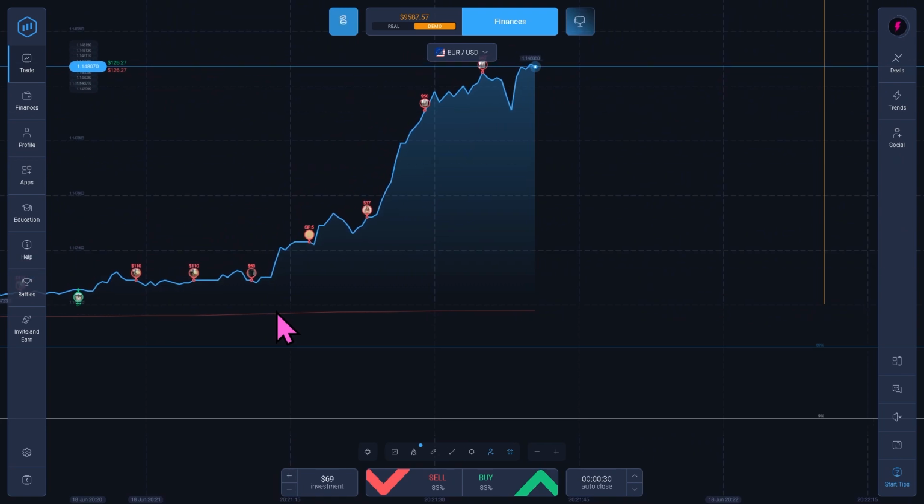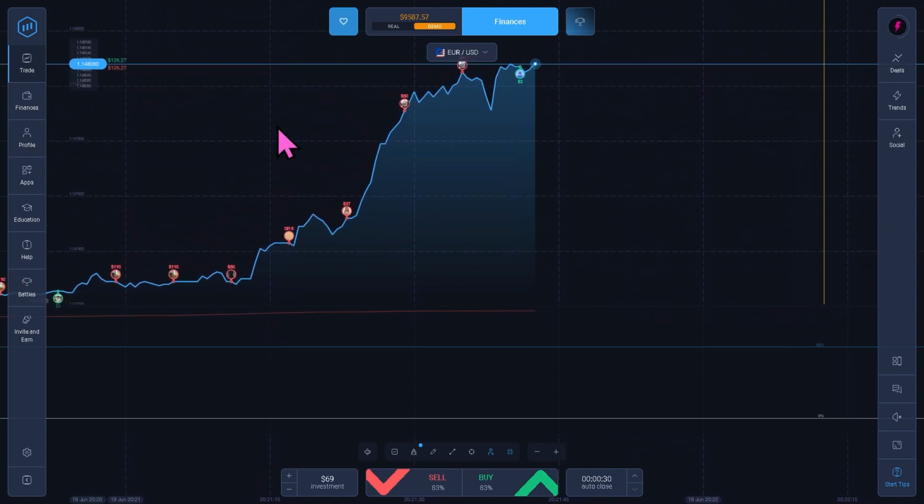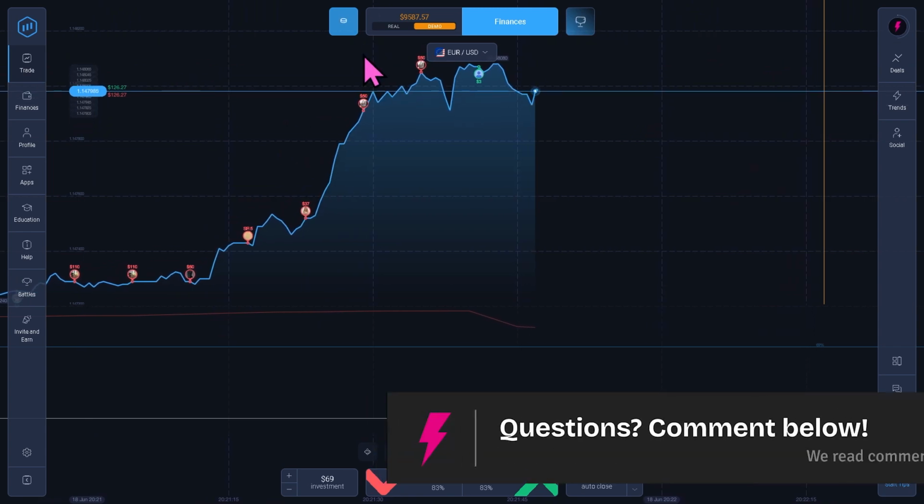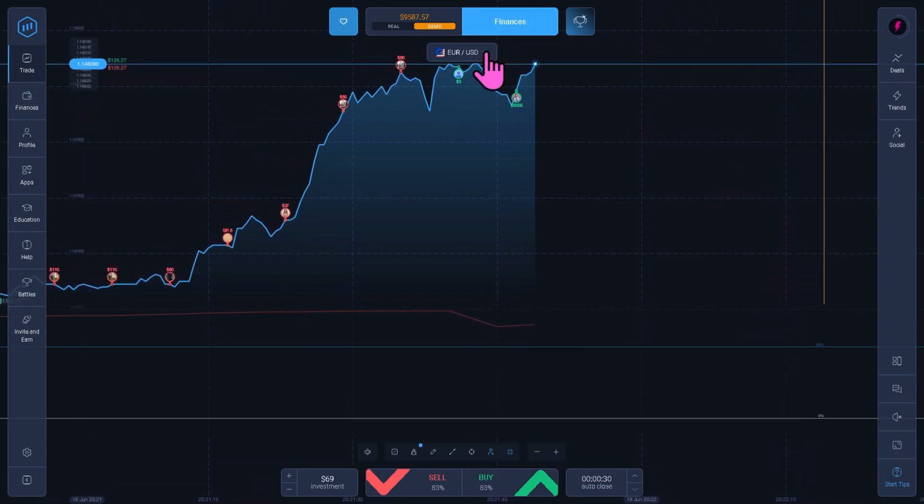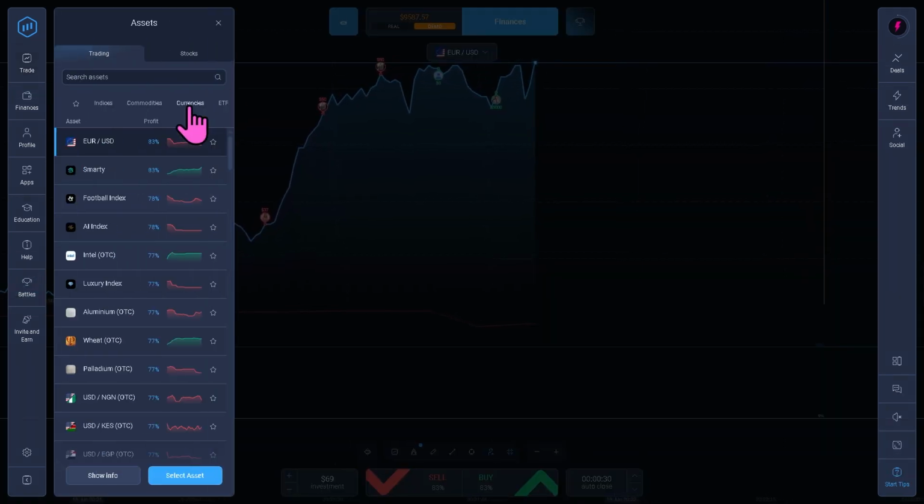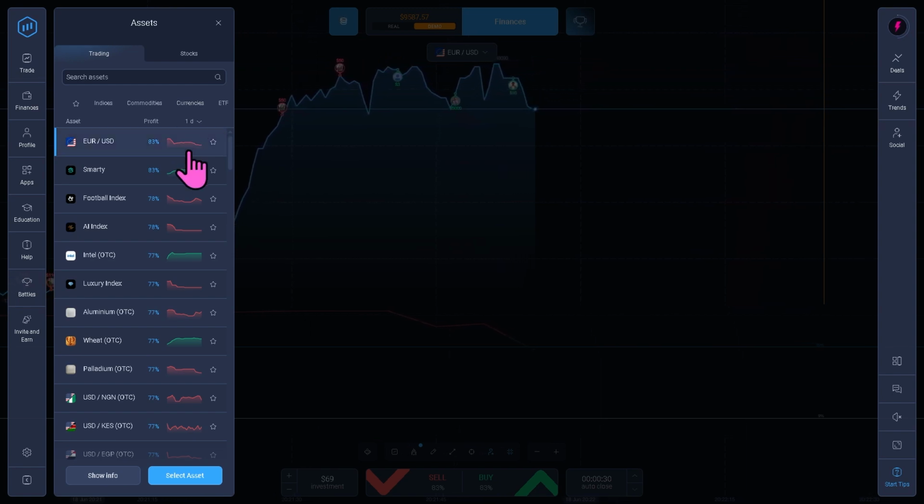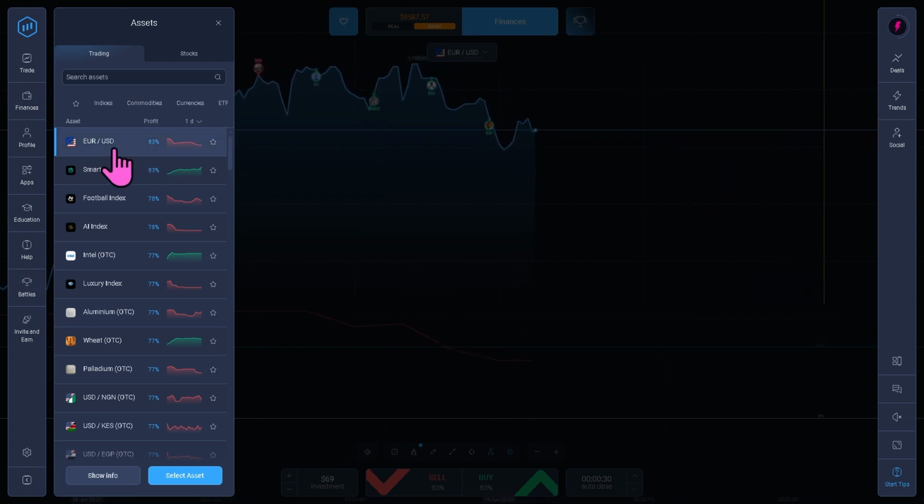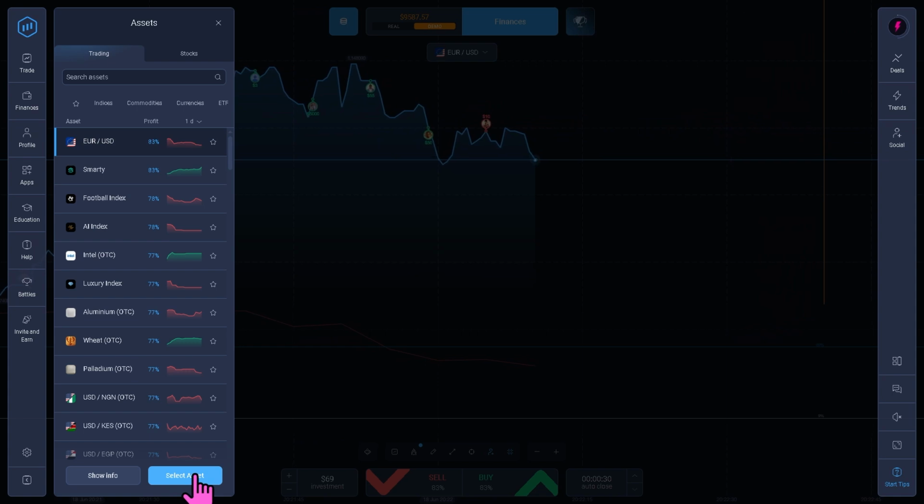points, and market direction. Once you are in the trading panel, you need to select an asset here on the drop-down menu. This chart shows how the asset price changes over time. So you can select from any trading asset such as commodities, index, currencies, or even cryptocurrency. In this case, I am going to choose Euro to USD. I'm going to select the asset.